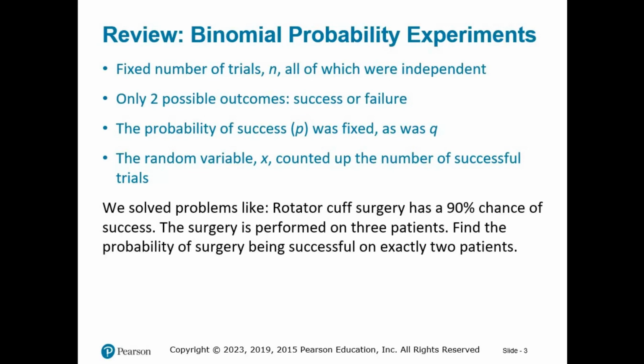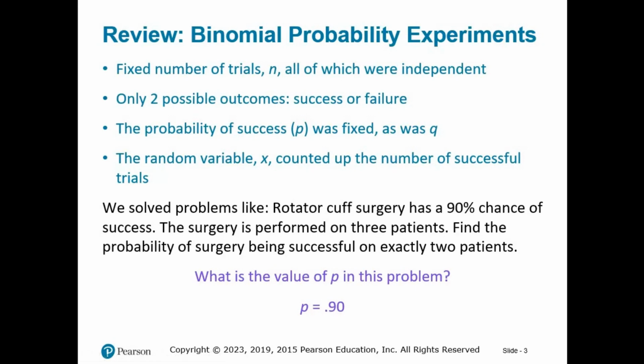With binomial probability experiments, we answered questions like this. Rotator cuff surgery has a 90% chance of success. The surgery is performed on 3 patients. Find the probability of surgery being successful on exactly 2 patients. We asked ourselves questions like, what is the value of P in this problem? For this one, P is the probability of successful surgery, which would be 0.90.